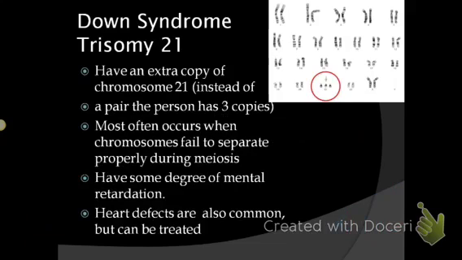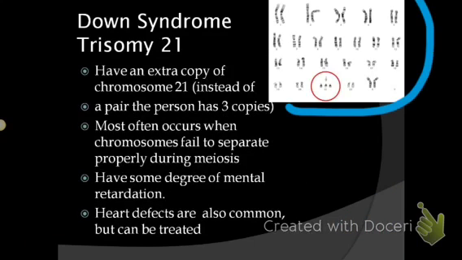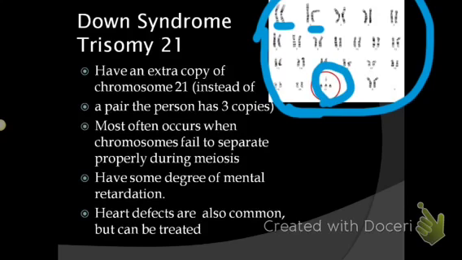Okay, Down syndrome. I talked about Down syndrome a little bit before, and this karyotype is showing this person's genes. And you can see here's chromosome 1, chromosome 2, and it goes all the way up. And then right here at chromosome 21, you see 3 copies of chromosome 21. So having 3 copies of chromosome 21 creates Down syndrome, okay? Most often it occurs when the chromosomes fail to separate during meiosis.